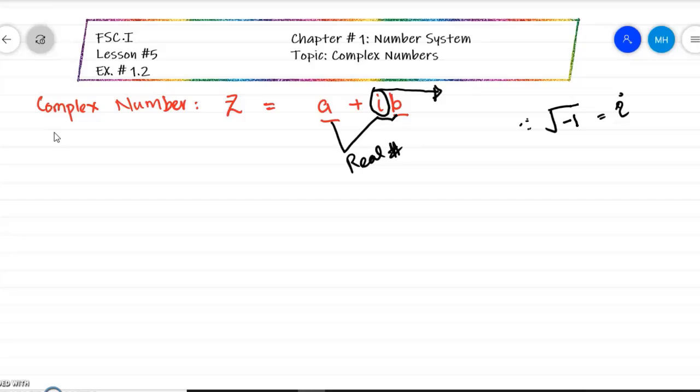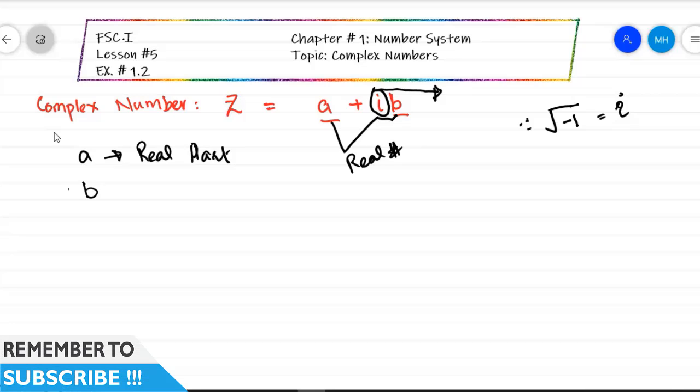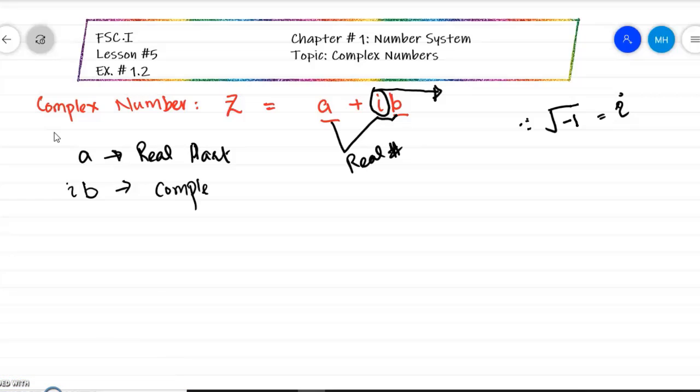So the general expression for the complex number is a plus iota b, and here a represents the real part. We can split this: a is the real part of the complex number, and iota b is the other part. Whenever a part is multiplied with iota, it is known as the complex part of the complex number. So I am going to write that iota b is the complex part, which makes the number a complex number.